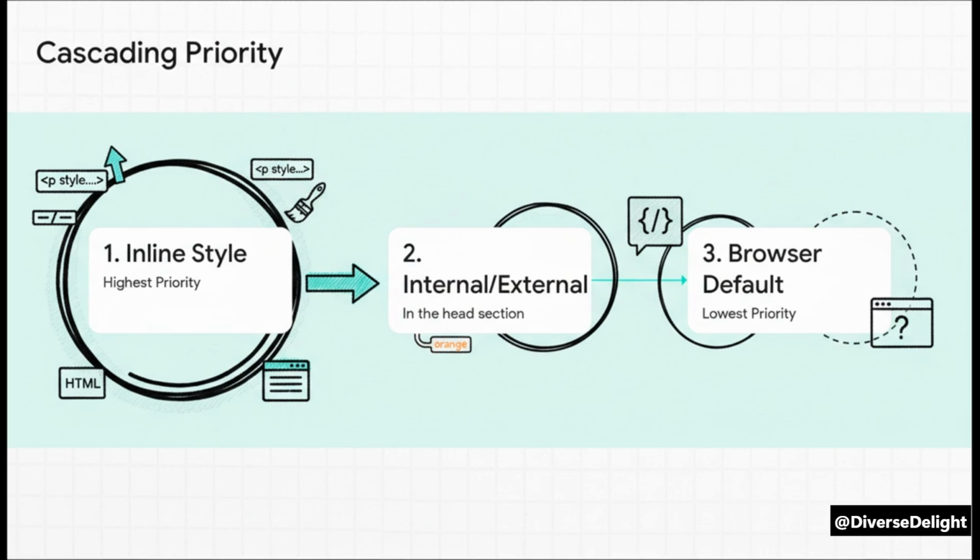As you can see, an inline style, the one that's physically attached to the element, always wins. It has the highest priority. After that, you have internal and external style sheets. And finally, the browser's own default styles have the lowest priority. So in our navy versus orange fight, the browser sees that the internal style is more specific. It's closer to the element than the general external file, so orange wins.